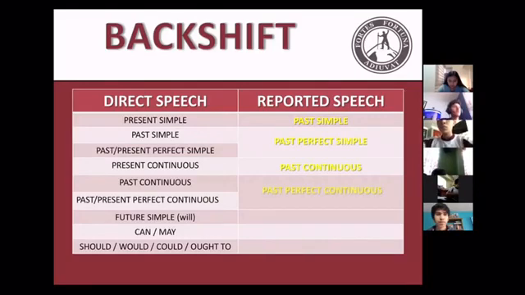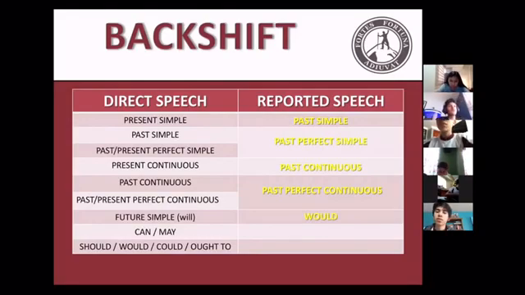Future simple, where we use will. What does the will change to? Jan. There you go. Very good, Jan. Would. Okay, there's your extra points there, Jan.